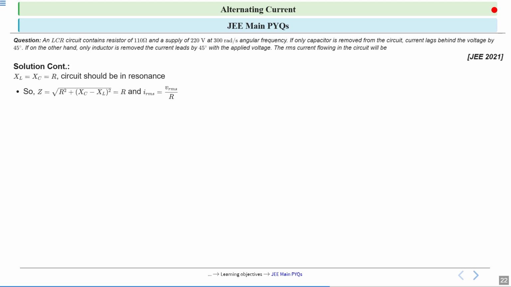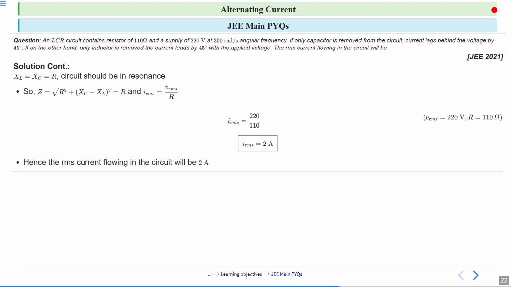So Z is equal to root R square plus XC minus XL whole square, equal to R. And IRMS is equal to VRMS upon R. Z becomes equal to R because XC equals XL, so XC minus XL becomes 0. So IRMS will be equal to 220 upon R. R is 110 ohm, so IRMS will be equal to 2 ampere. Hence RMS current flowing in the circuit will be 2 ampere.